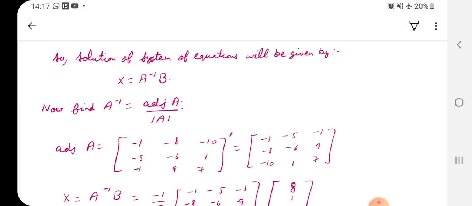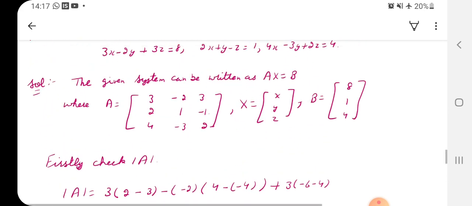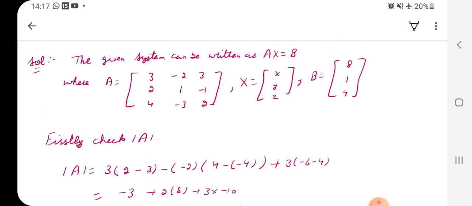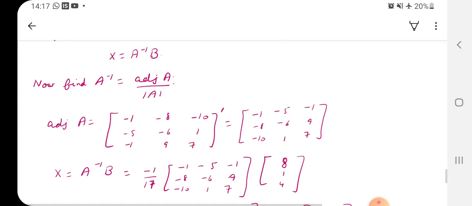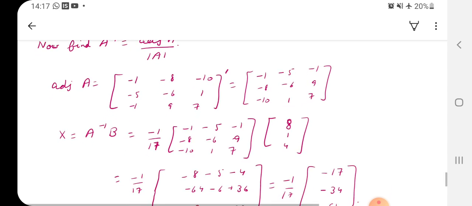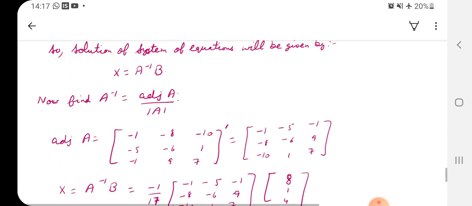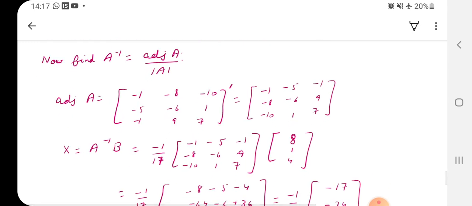This you can calculate with the help of the A matrix: the cofactors of each element of A matrix. Then form the matrix of cofactors and take its transpose. You will get minus 1, minus 5, minus 1; minus 8, minus 6, 9; minus 10, 1, 7. Right? Now A inverse will be minus 1 by 17 into the same adjoint A matrix. Now you have to multiply it with B to find x.